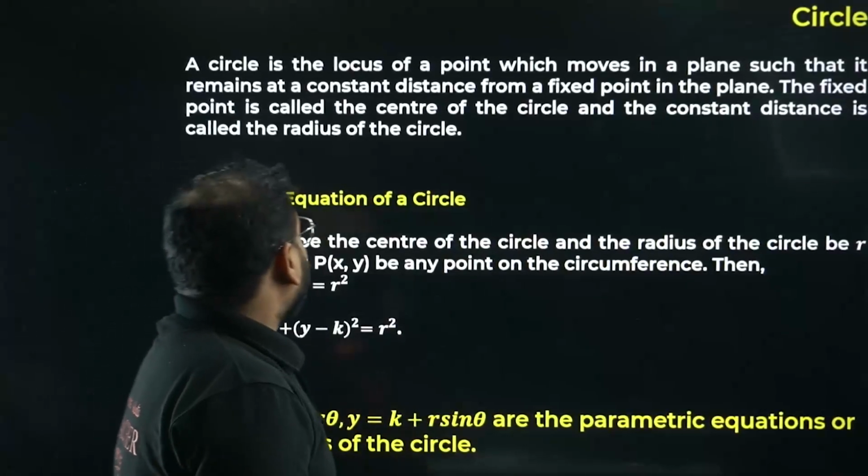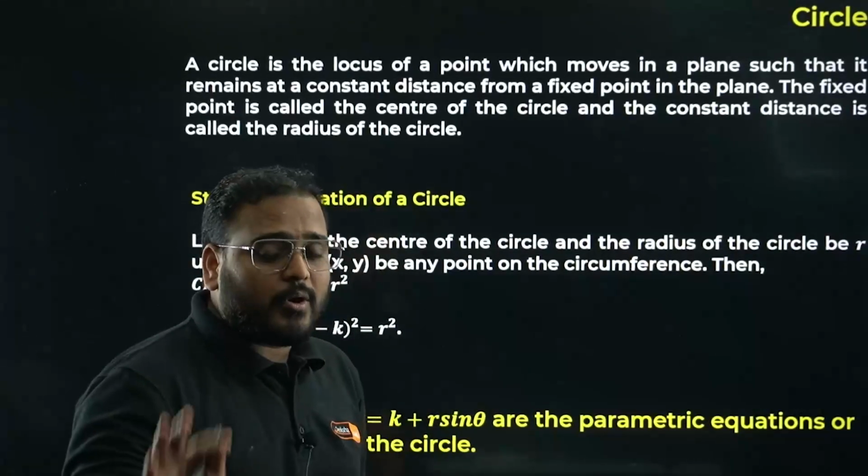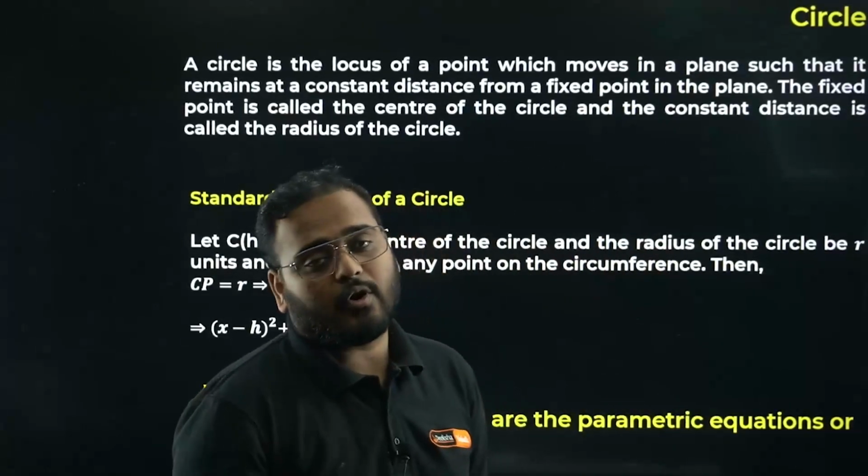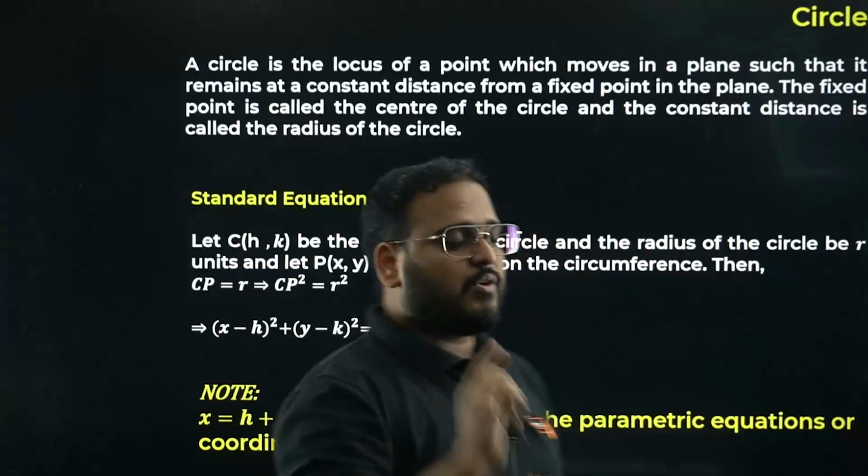Now we'll talk about circles only. We'll go individually. We'll start from the circle, next we'll talk about the ellipse, then parabola and hyperbola in detail. Let's start with the circle part.